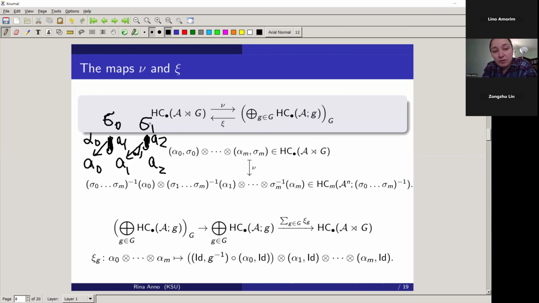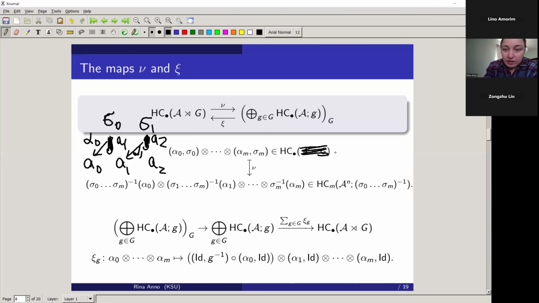So if you apply sigma 1 inverse to alpha 1, it is then a map from A2 to sigma 1 inverse A1. And when you apply sigma 1 inverse sigma 0 inverse to alpha 0, it is a map now from sigma 1 inverse A1 to sigma 1 inverse sigma 0 inverse A0, and it becomes composable with the next map over. So this is a chain in our category.